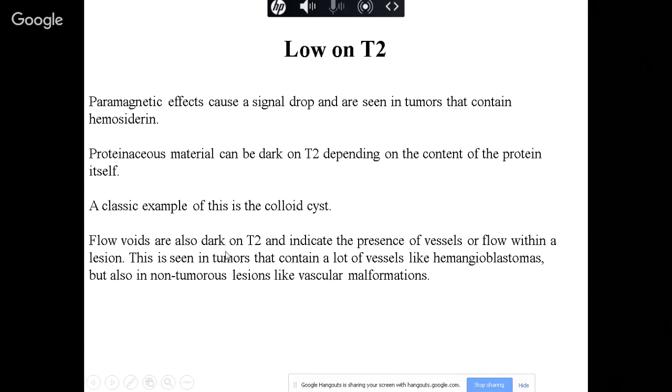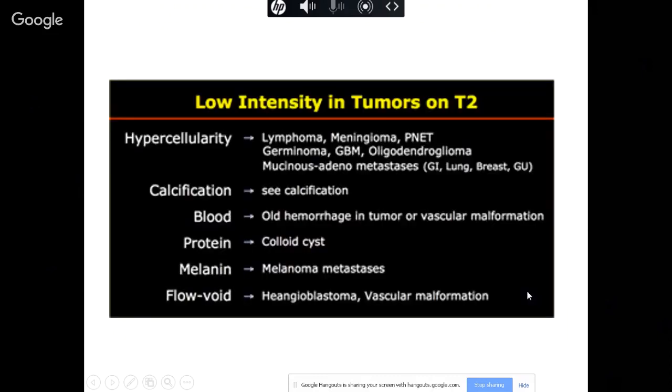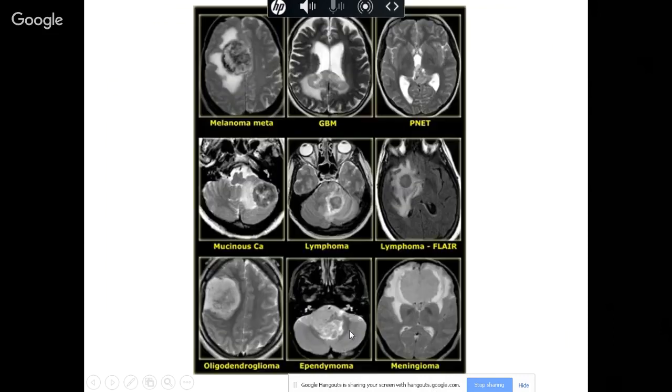Don't forget the flow void is also dark on T2. That sometimes gives us the arterial or venous thrombosis. We look at the flow void. That's the reason there. So low intensity tumor on the T2: hypercellular, such as lymphoma, classical calcification, blood, protein, melanin, flow void. Opposite to the high signal on the T1. So that's what it is.